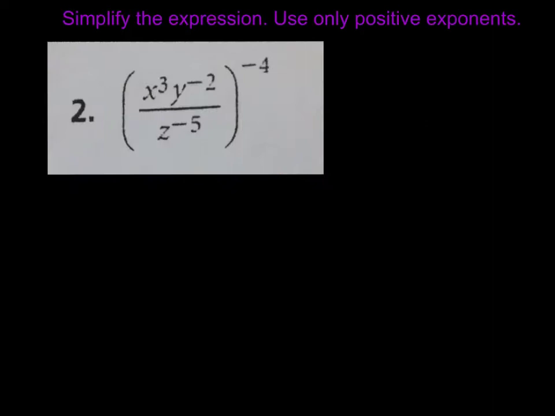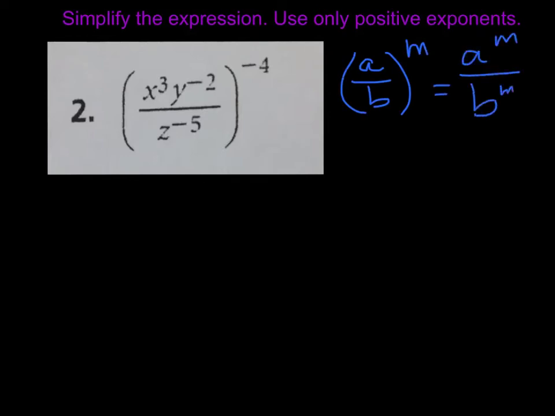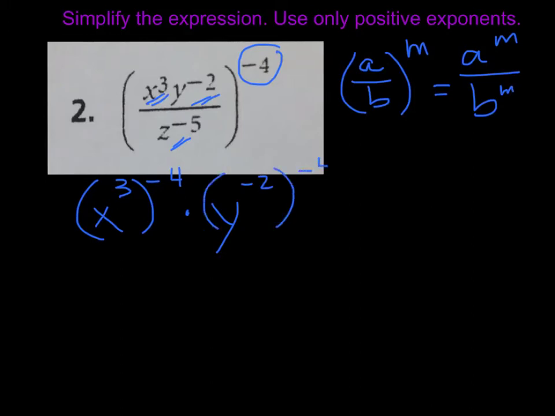that you received today. In this problem, we have a quotient to a power property, which in our general law is (a/b)^m equals a^m divided by b^m. So I'm going to use that law here. Here is my m, and each of these is a factor that I have to bring to that power. So I'm going to rewrite this as (x^3)^-4 times (y^-2)^-4 divided by my denominator (z^-5)^-4, by using that quotient of powers property.